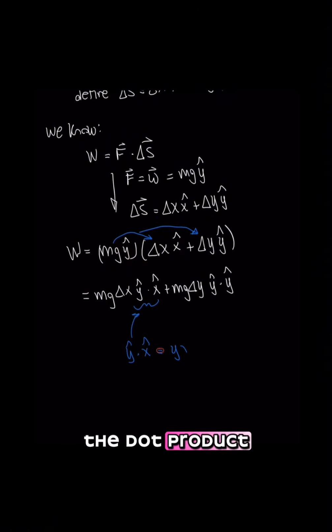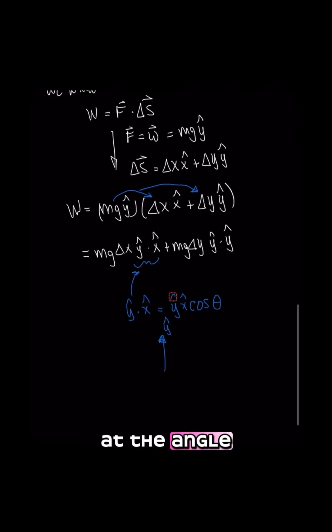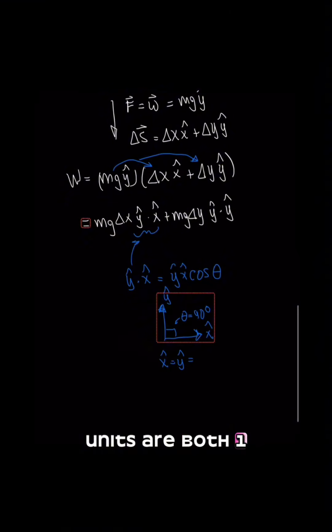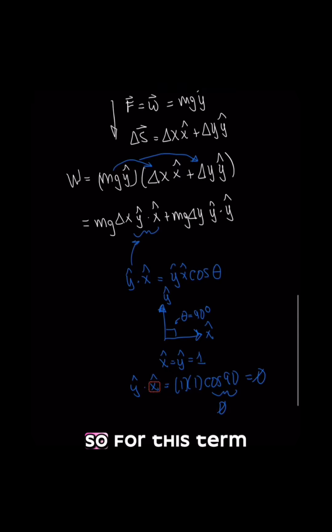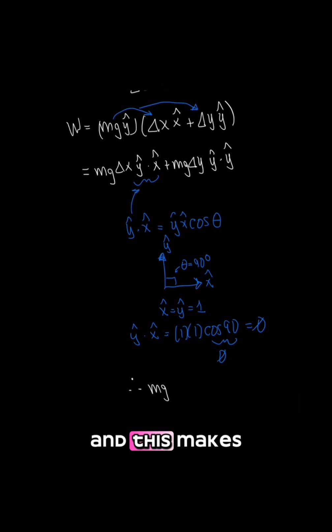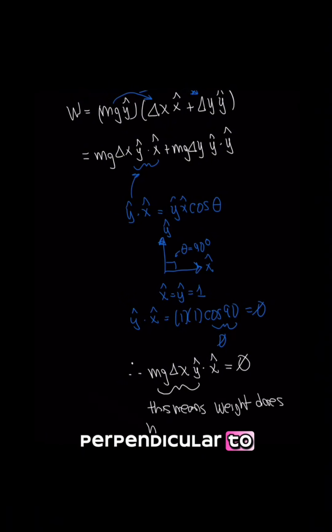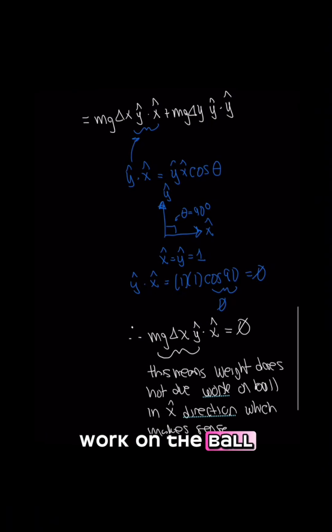And if you remember the dot product, it's equal to the magnitudes times the cosine of the angle between them. The angle between x hat and y hat is 90 degrees. For unit vectors, the magnitudes are both 1, so we're just going to get 1 for that. If we compute the dot product, 1 times cos 90, and cos 90 is equal to 0, so for this term it's just equal to 0. This makes sense because the force of weight is perpendicular to the displacement in the x direction. So this means gravity doesn't do work on the ball in the x direction.